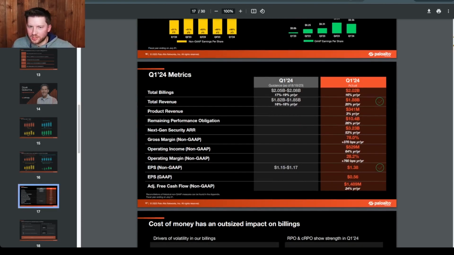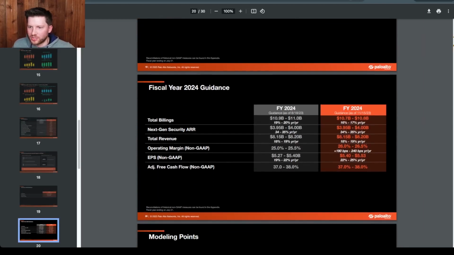But basically, they revised down, and going forward, their previous guidance for fiscal year 2024 was 19-20% year over year, and they revised that down to about 16-17% year over year. Their next gen security ARR was 34 to 35. That's remaining the same. Total revenue 18-19, operating margin 25-25.5. Now it's going to be 26-26.5. So probably cutting back on costs. EPS 5.27-5.40, now 5.40-5.53. Adjusted free cash flow 37-38%, 37-38%.